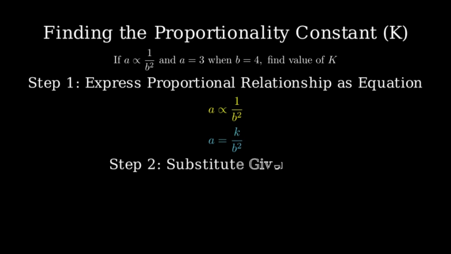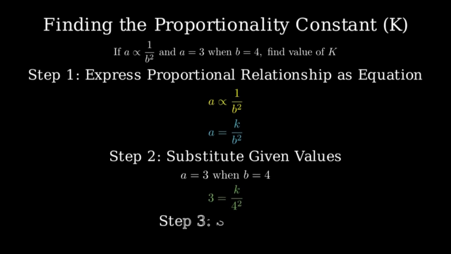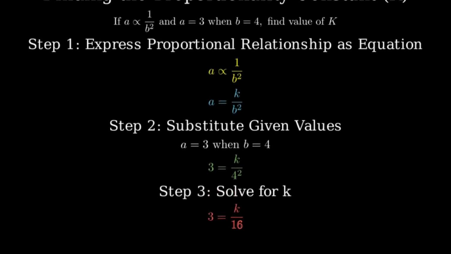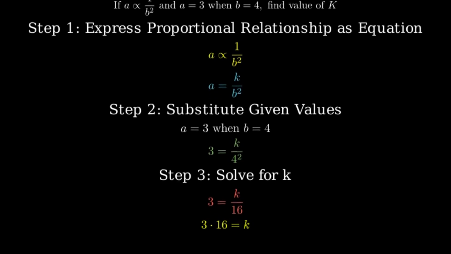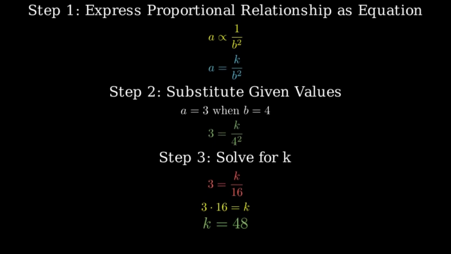Step 2. Now let's substitute the given values. We know that it equals 3 when b equals 4. So, let's substitute it equals 3 and b equals 4 into our equation. Step 3. Let's solve for k. First, let's simplify 4 squared in the denominator. This gives us 3 equals k over 16. Now, multiply both sides by 16 to isolate k. This gives us k equals 3 times 16, which equals 48.